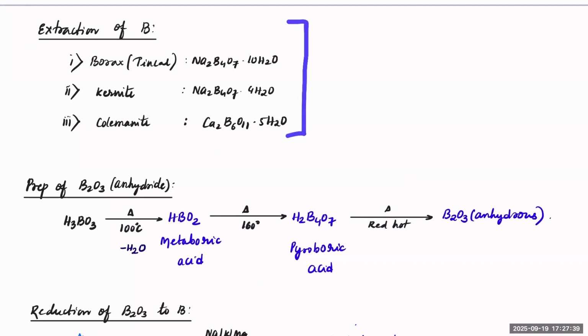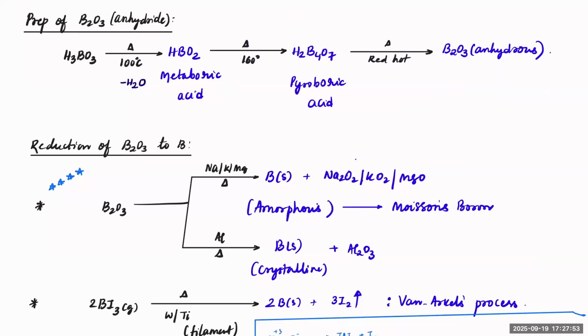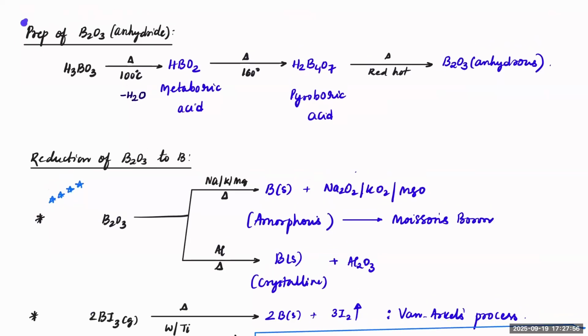The last thing is about extraction of boron. Boron can be extracted either from borax, kernite, or colemanite. Kernite has a smaller number of water molecules. Colemanite, we have learned, is the calcium borate form. First, if you want to prepare B2O3, I'm going step by step so that B2O3 can be further converted into boron.